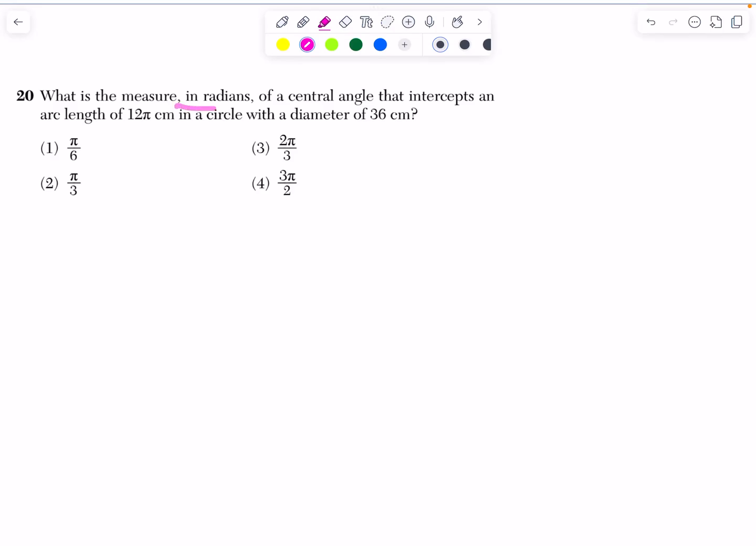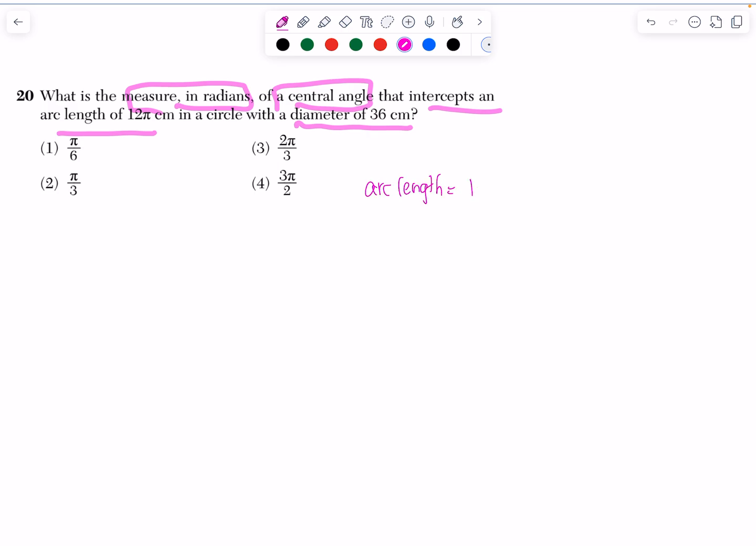What is the measure in radians of a central angle that intercepts an arc length of 12 pi centimeters in a circle with a diameter of 36 centimeters? So let me first take some notes. Here I have an arc length that is 12 pi. I have a diameter that's 36 centimeters. The question wants me to find the central angle in radians.